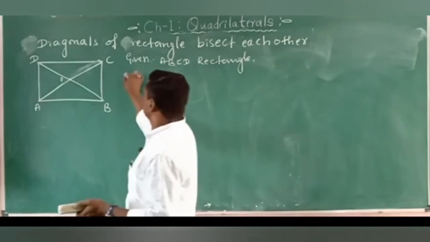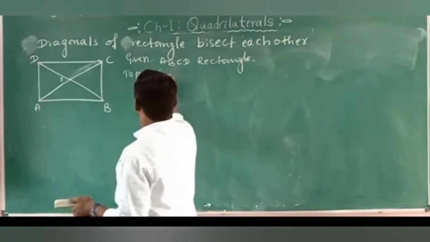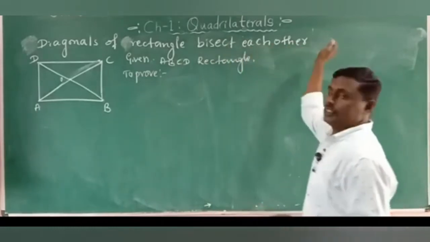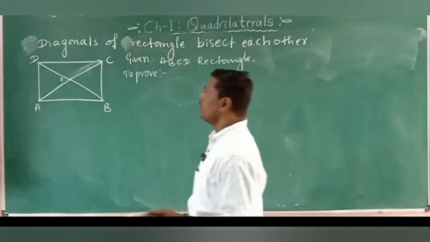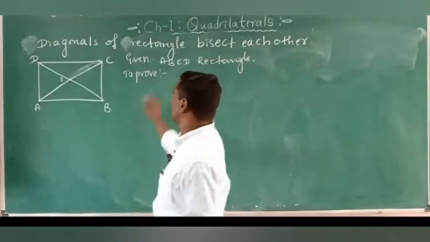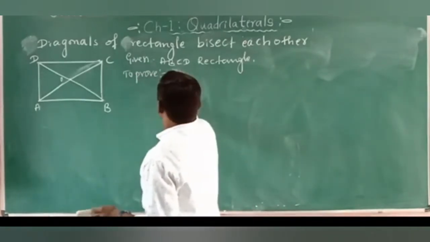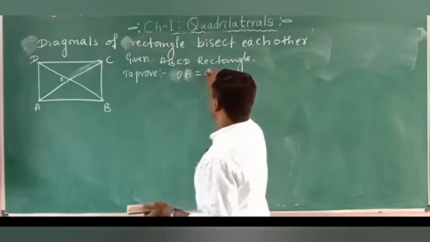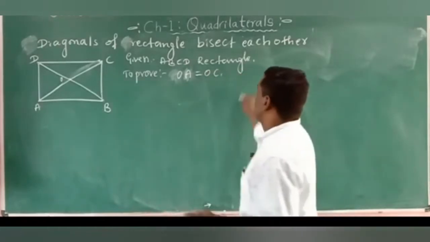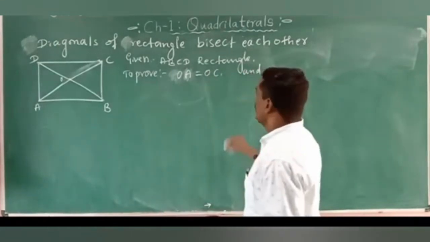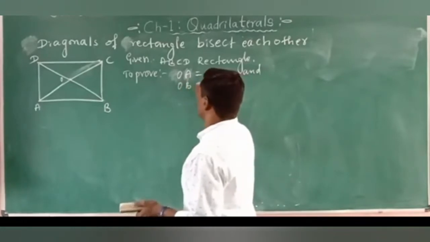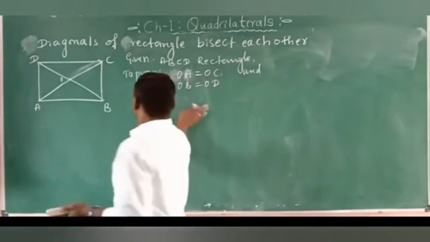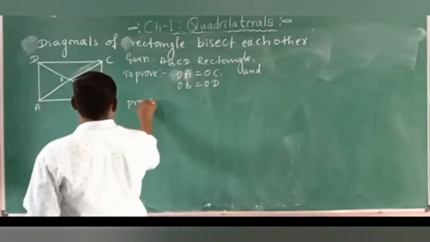What you have to prove? We need to prove that diagonals of the rectangle bisect each other. It means the length of OA is equal to OC, and OB is equal to OD, right? Next, proof.